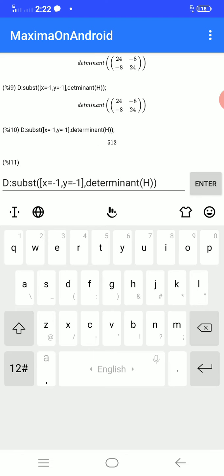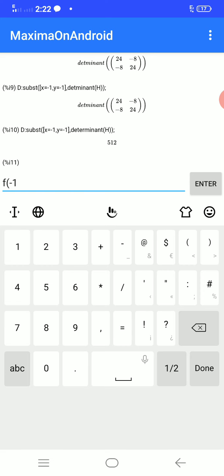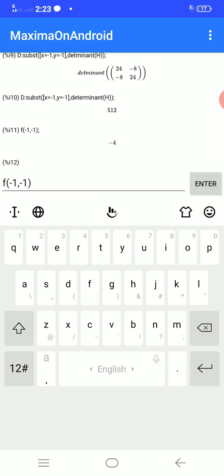We observe that the value of A is greater than 0, value of D greater than 0. So we conclude that f has a local minimum at the point x is equal to minus 1 and y is equal to minus 1. Next, the value of f of minus 1, then bracket complete, then enter. So we get the value of f of minus 1 is minus 4.